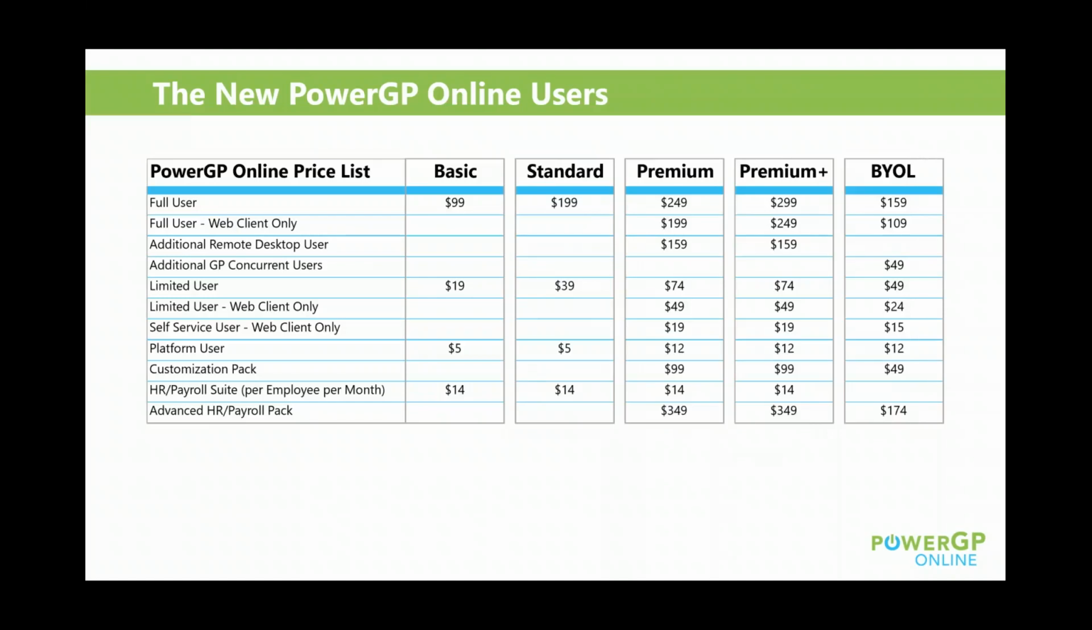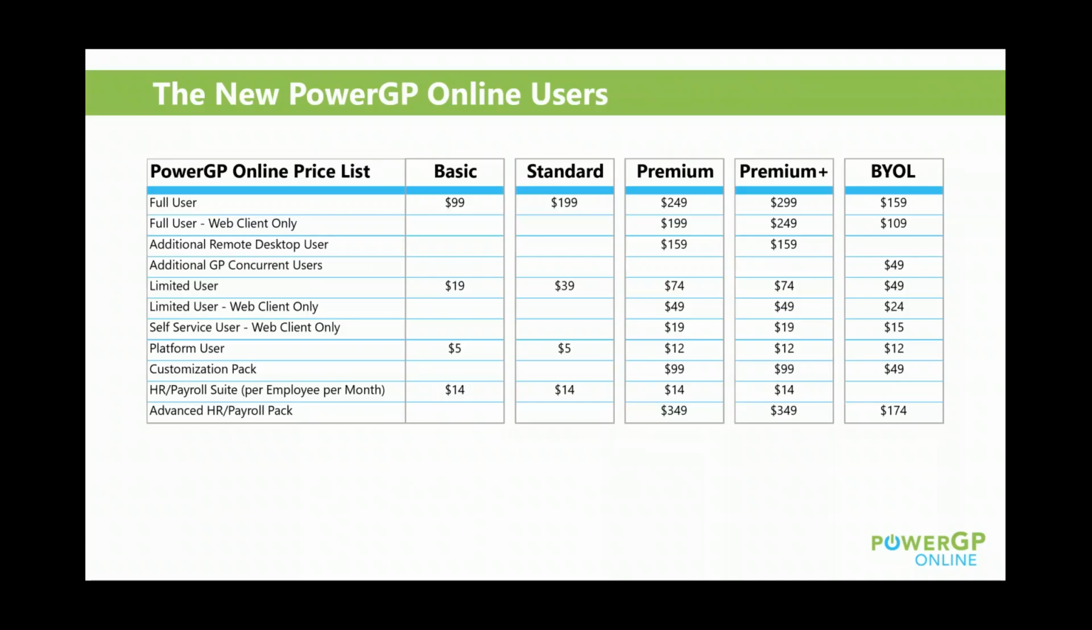We have full users, which is your full user Dynamics GP user. We also have what we call a limited user. A limited user is for people that just use smart lists, inquiry windows, reporting. They go into GP, but they don't change anything. They don't enter any transactions. You don't want them to do that. And all they do is read-only type stuff.